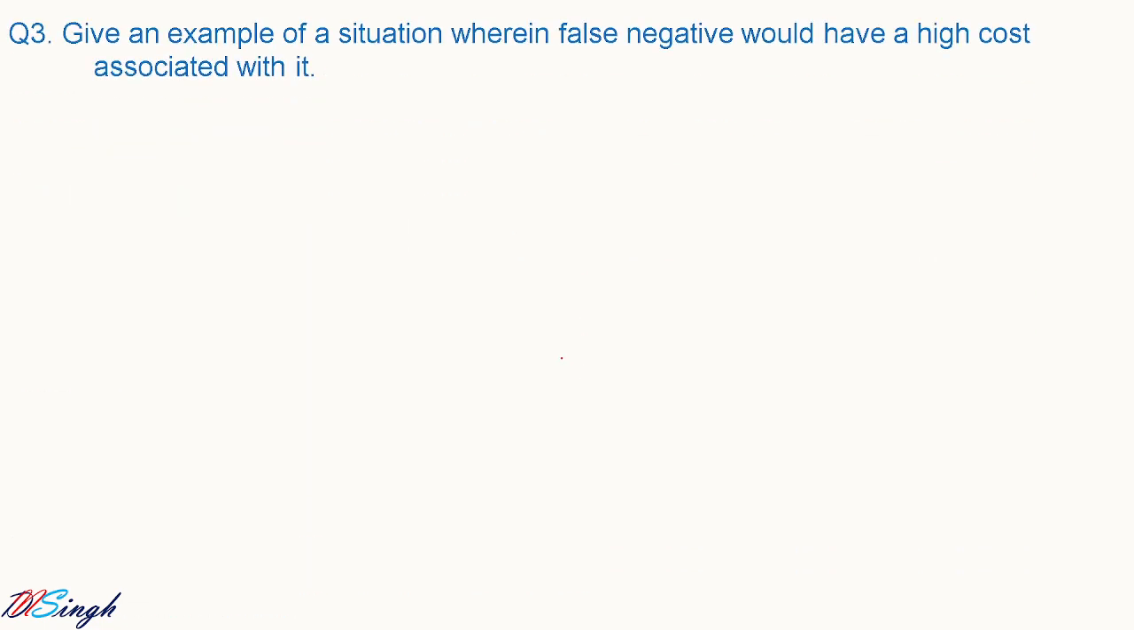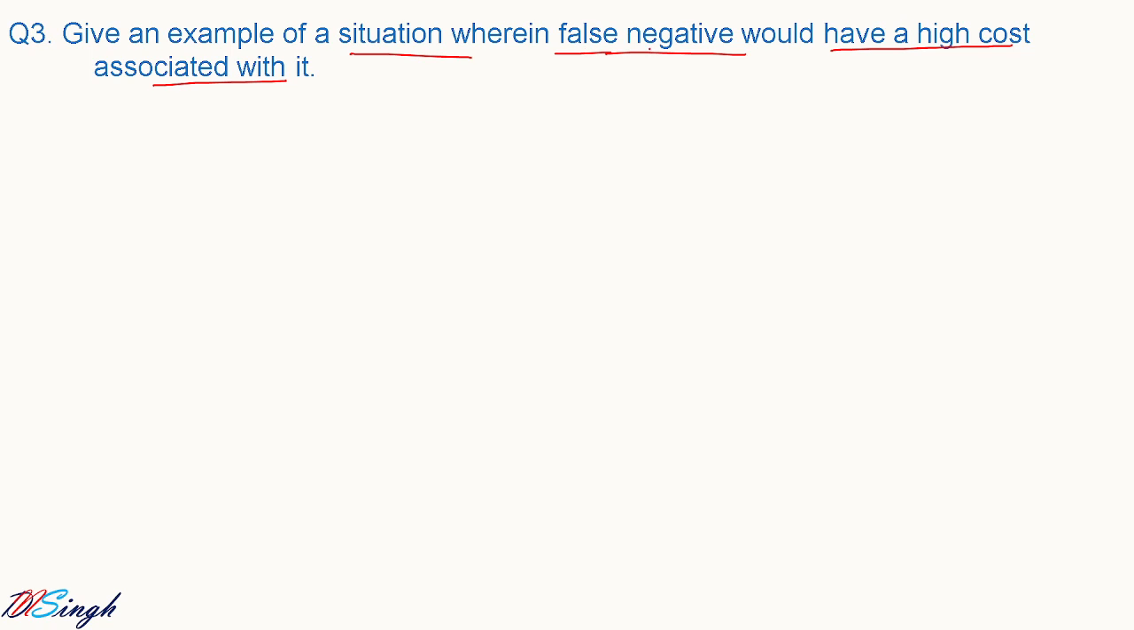Let us go for the next question. Give an example of a situation wherein false negative would have a high cost associated with it. Okay, so there we go. You need to give an example or situation wherein false negative occurs. So false will come when prediction and reality are not the same.